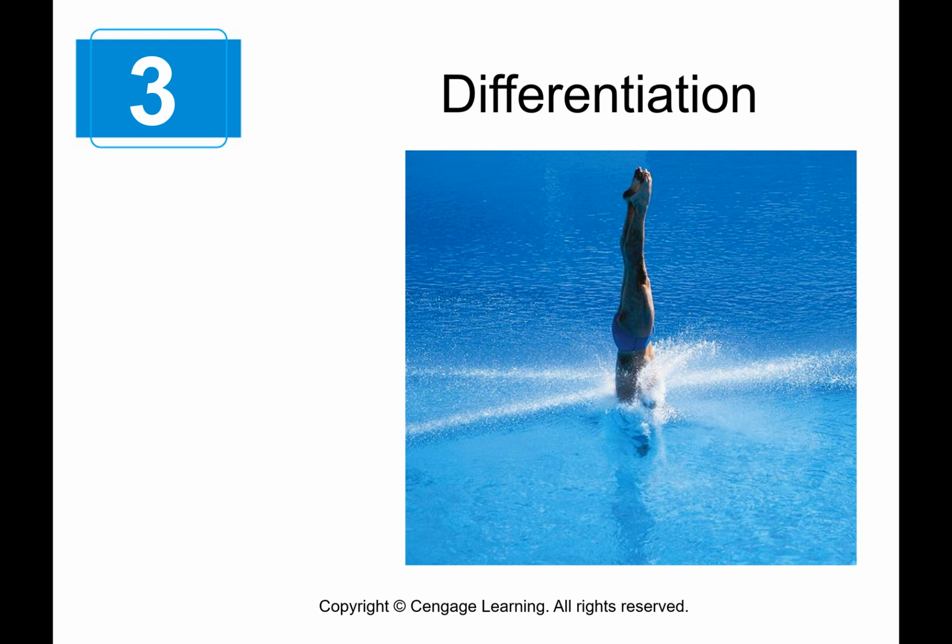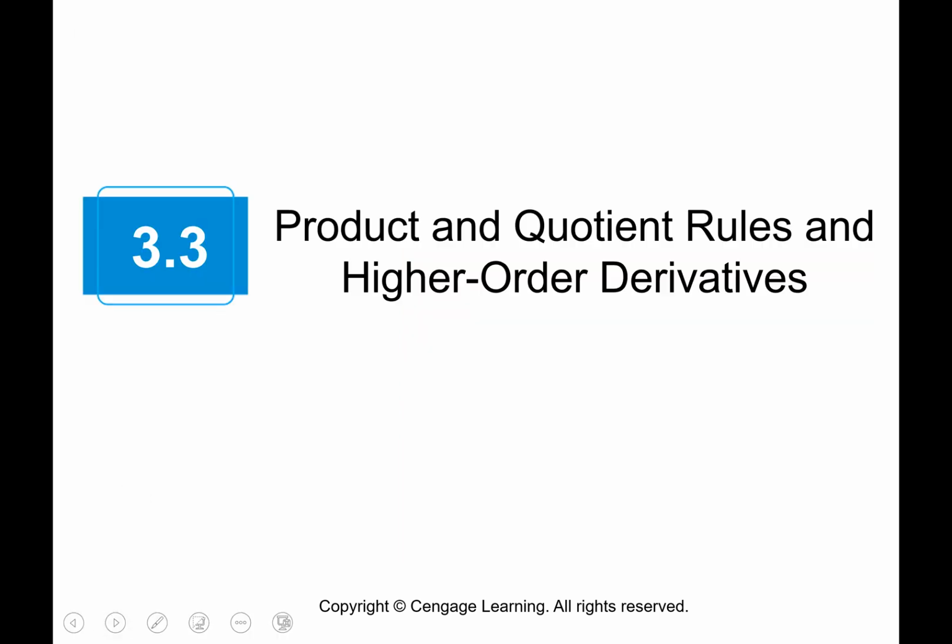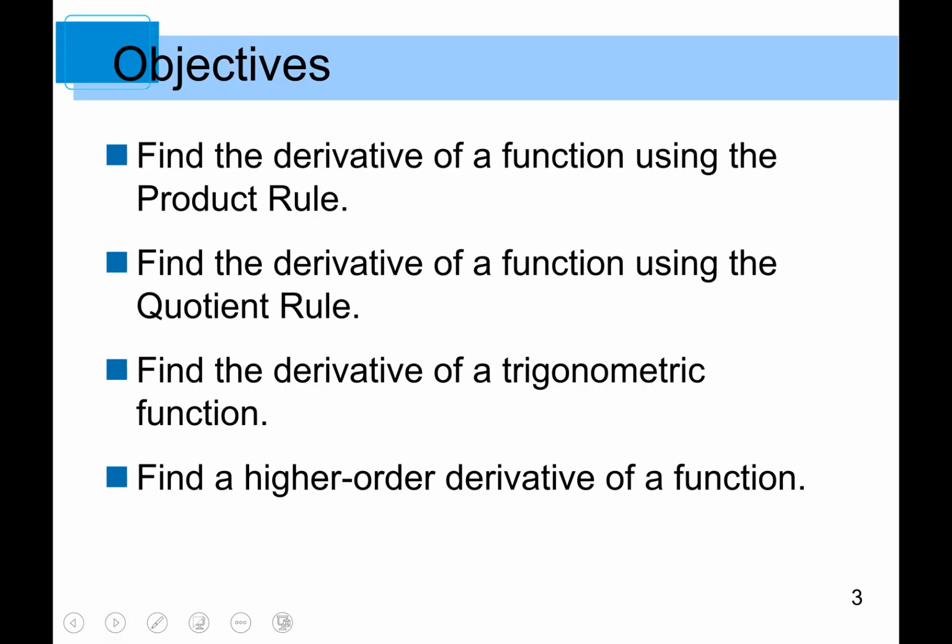Okay, let's continue talking about the techniques of differentiation. In this particular section, we're going to talk about using the product and the quotient rules to find a derivative, and then use the higher order differentiation techniques. So, objectives: we will find the derivative of a function using the product rule, find the derivative of a function using the quotient rule, find the derivative of a trigonometric function, and find a higher order derivative of a function.